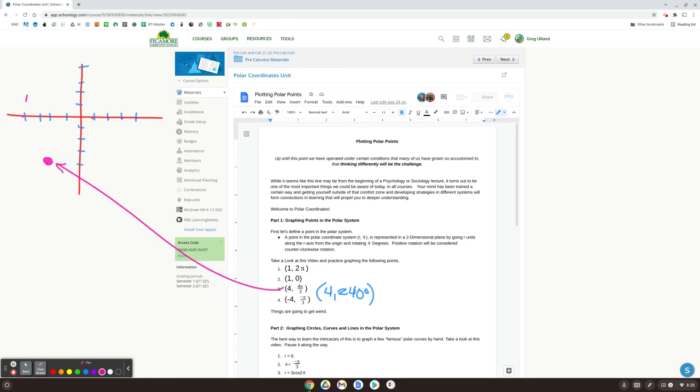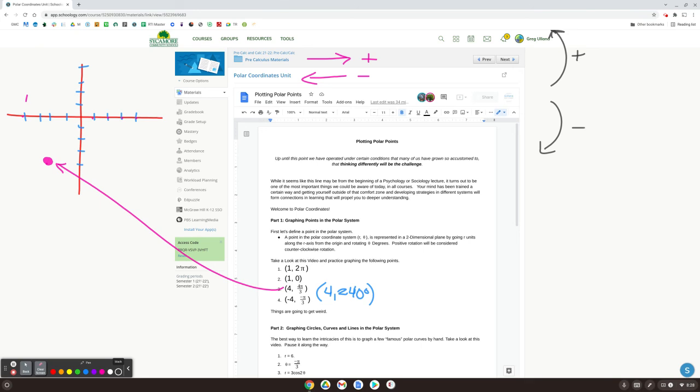So a couple things. As always, this is positive, and this is negative as it pertains to R. Okay? And then when it comes to rotations, this is positive, and this is negative. So counterclockwise is positive, and that's always been the case as well. Okay, so now let's look at number 4.